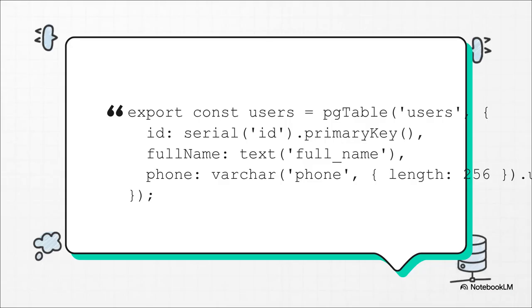And wow, just look at this. This right here is why Drizzle is so cool. It's just clean, readable TypeScript. We're creating a users table in just a few lines. The pgTable function kicks it off. We give it an ID that auto-increments, a simple full name field, and a phone field that has to be unique. This isn't just a definition on a piece of paper. This is a living blueprint that our entire application can understand. It gives us that amazing type safety from the database all the way up to the front end.